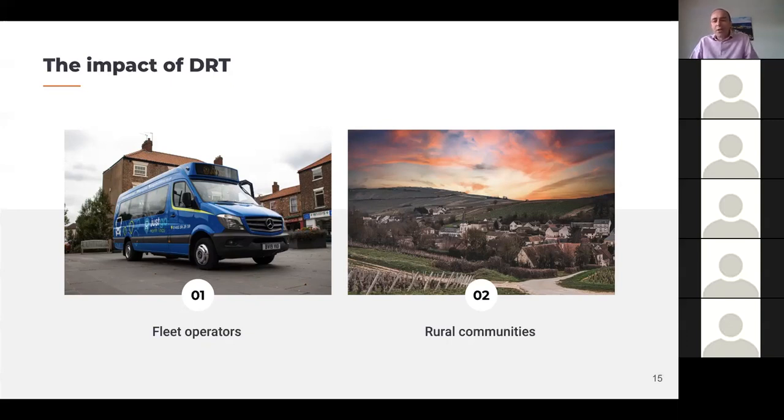Clearly, for rural communities, DRT can be transformative in terms of improving access to services. So there's many parts of North Lincolnshire that don't have a regular scheduled bus service now, and DRT is very much filling the gaps of that, and giving them buses more at a time when they want to get them.